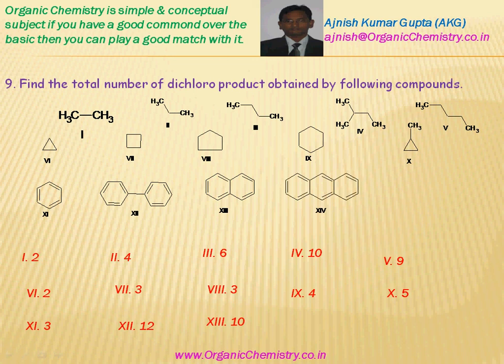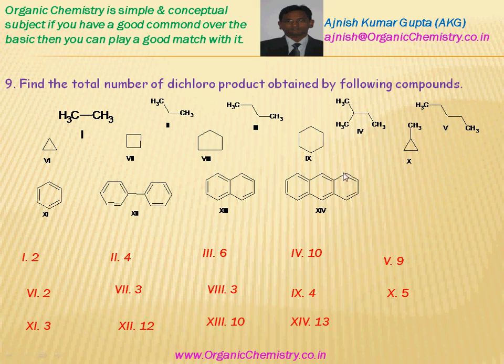For anthracene, the value will be 13. Positions are 1, 2, 3, 4. In anthracene, this is called 1 2 3 4. This one is 5 6 7 8, and these positions are 9 and 10.